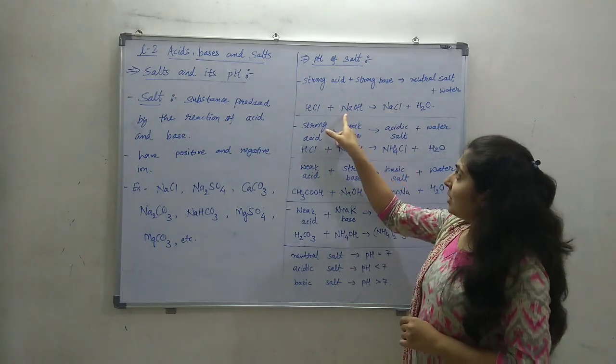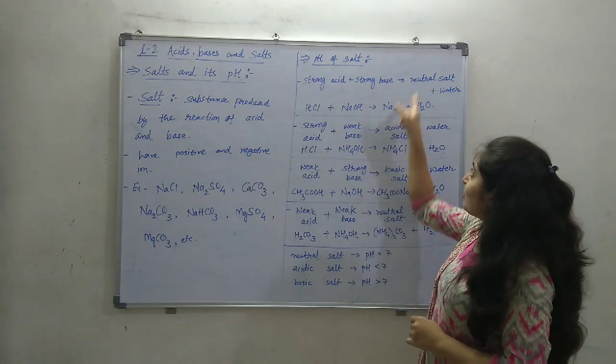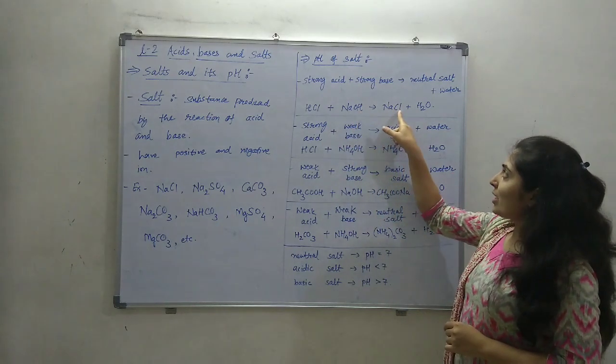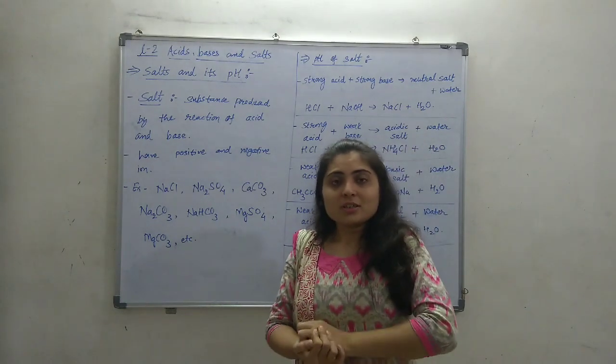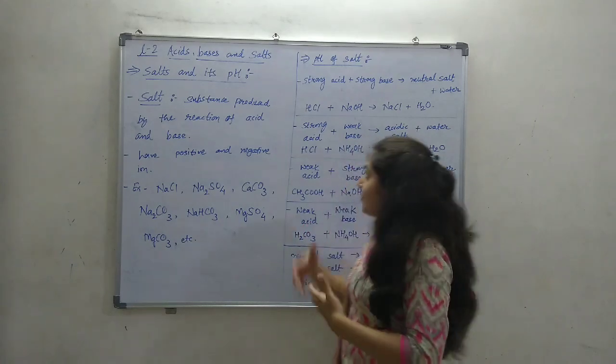So the result will be the salt and water, but this salt will be neutral in nature. So NaCl and water. So this NaCl is neutral. So the pH of this neutral solution will be 7.